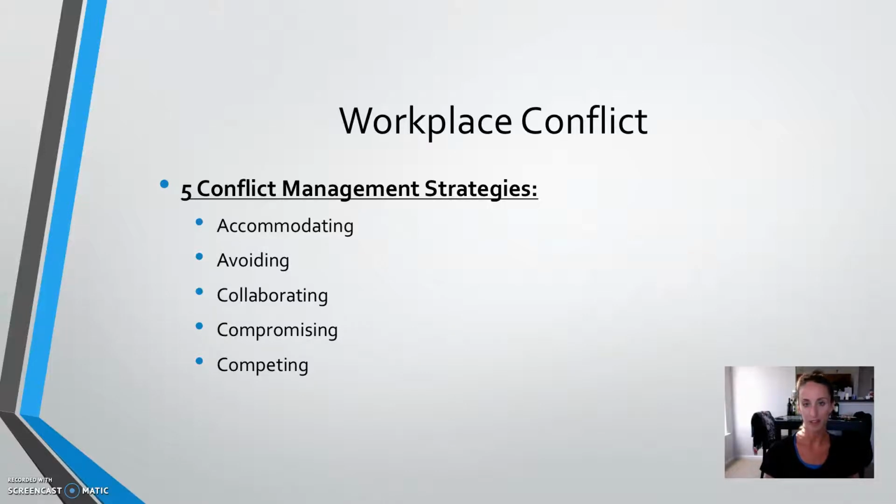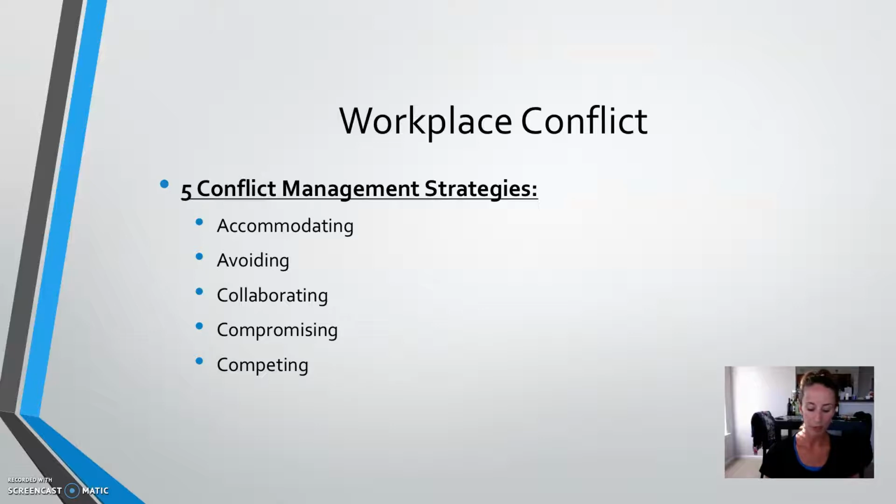There are two common causes of conflict: communication and emotions. People will generally get upset due to lack of information, misinformation, or no information at all. People will also sometimes put their emotions into play before identifying the facts, which can lead to conflict quickly. There are 5 conflict management strategies I'd like to discuss: accommodating, avoiding, collaborating, compromising, and competing.